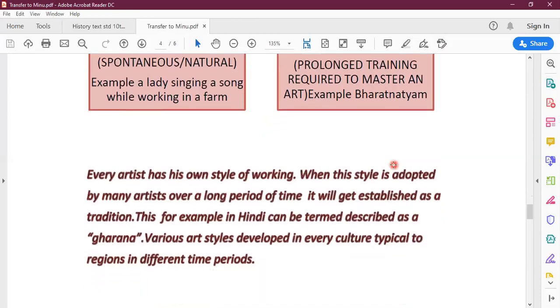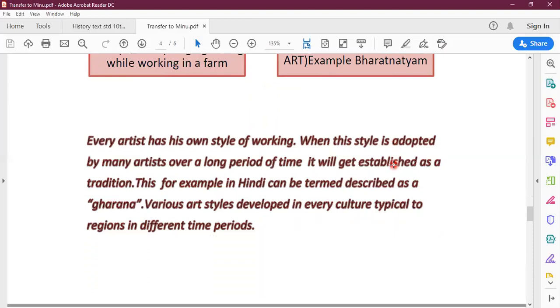So we have completed two concept maps, children. These two concept maps, you have to draw it in your notebook.